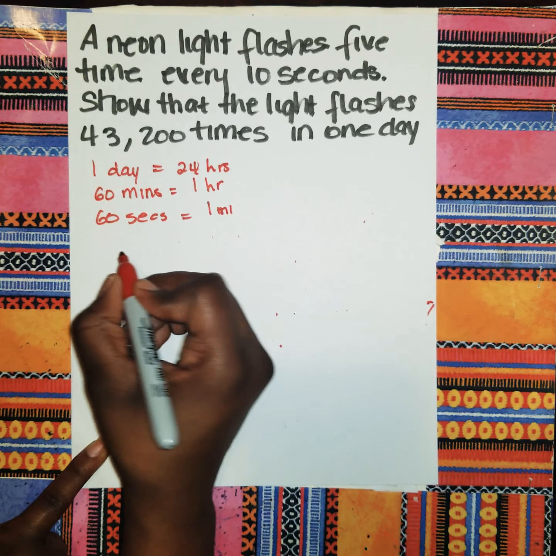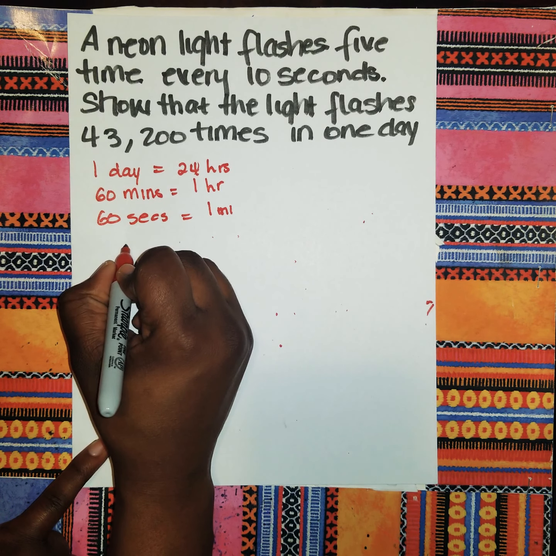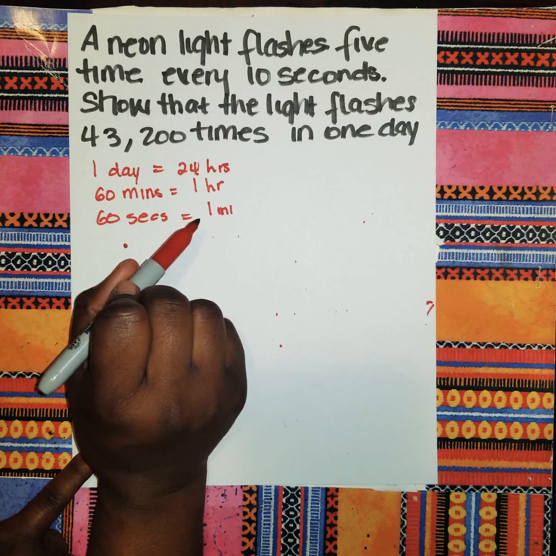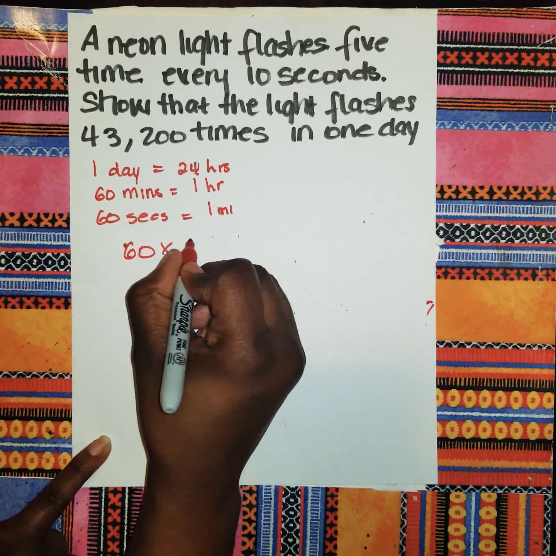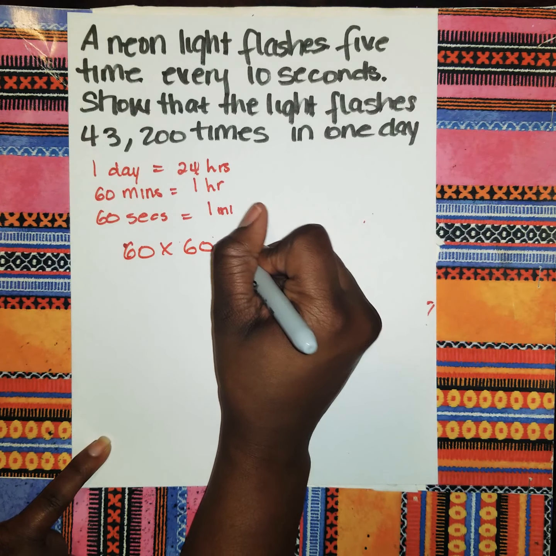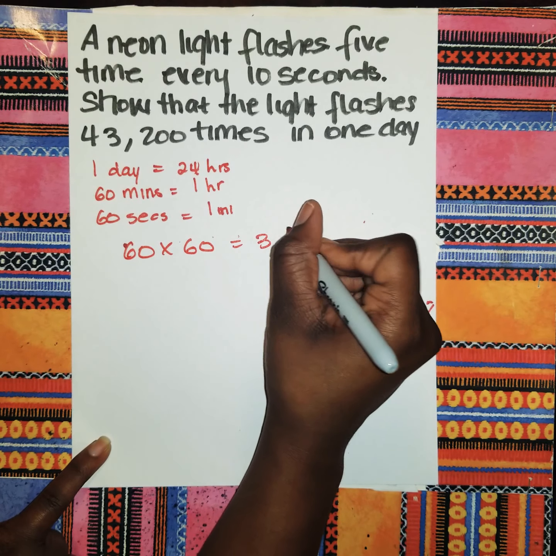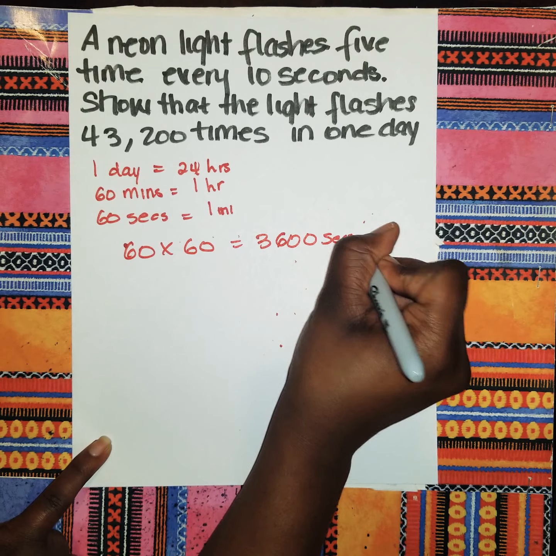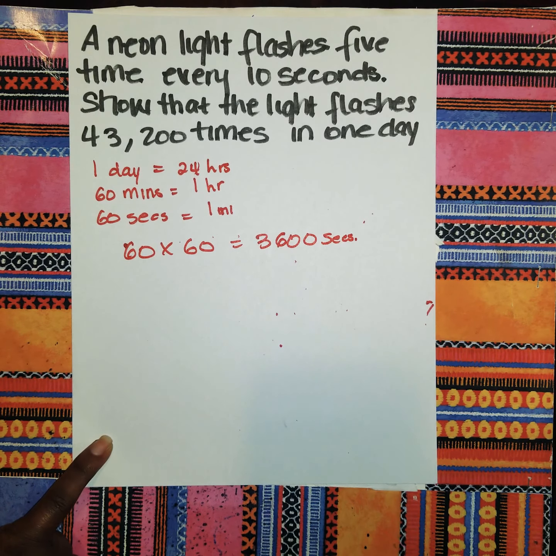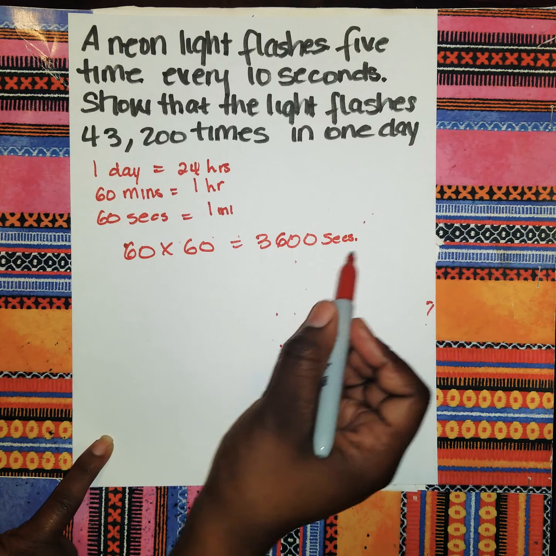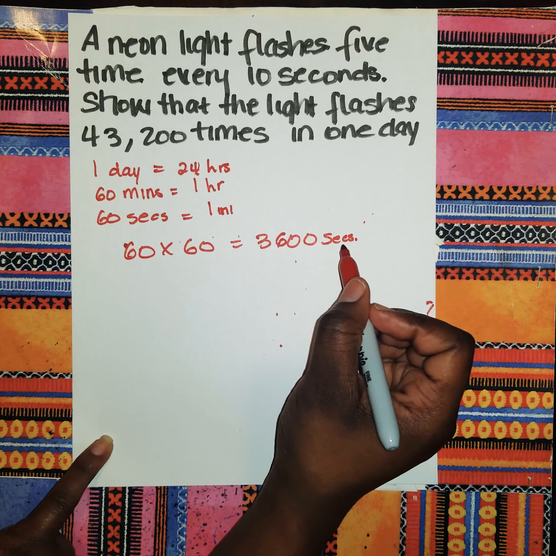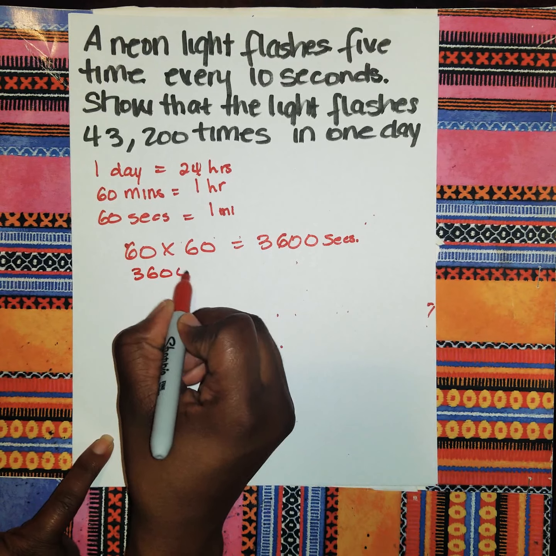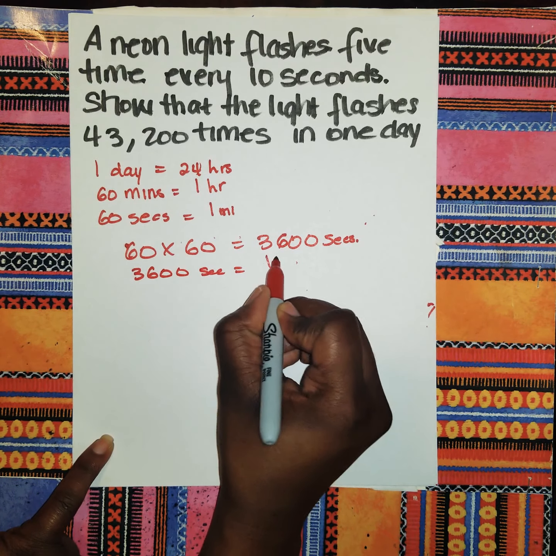So what you can do here is to say 1 hour. Since 60 minutes make 1 hour, you basically say 60 times 60, and that will give you 3,600 seconds. So we need to know how many seconds there are in 1 hour. Let me write it up. It's 3,600 seconds is equal to 1 hour.